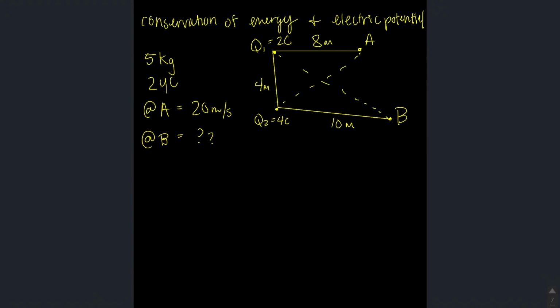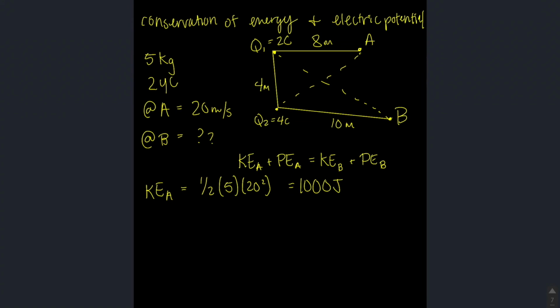Let's write out the equation of conservation of energy: KEA plus PEA equals KEB plus PEB. So let's find KEA. Half mass times 20 squared equals 1,000 joules. To find potential energy at A, we have to find the distance between Q2 and A. Let's change 4 meters to 6 meters. And this doesn't look like 90 degrees, so let's make it a 90-degree triangle. So we do 6 squared plus 8 squared, take the square root of that, and that gives us 10 meters from Q2 to A.